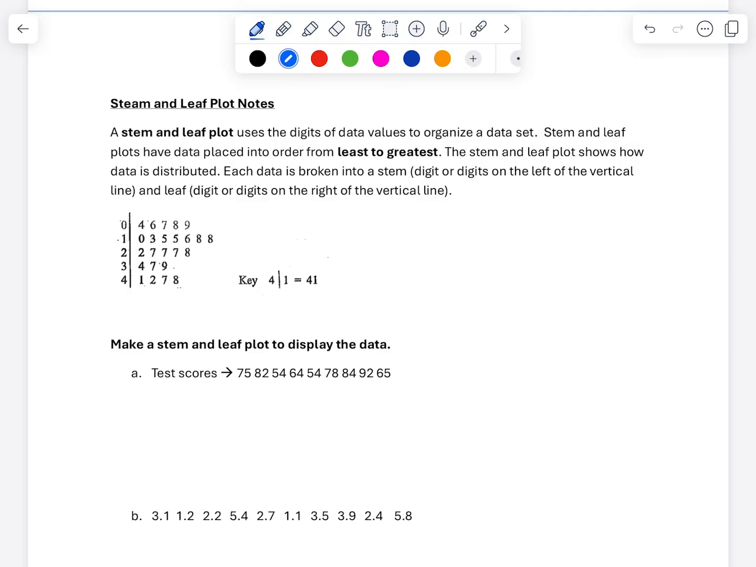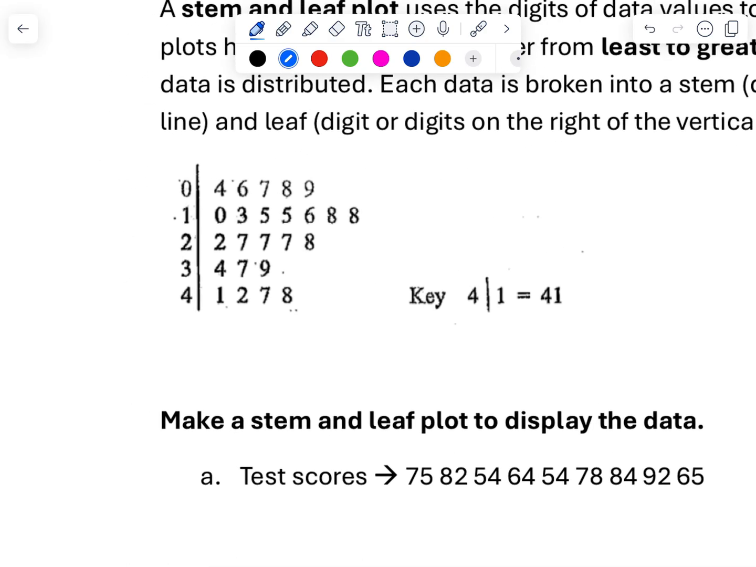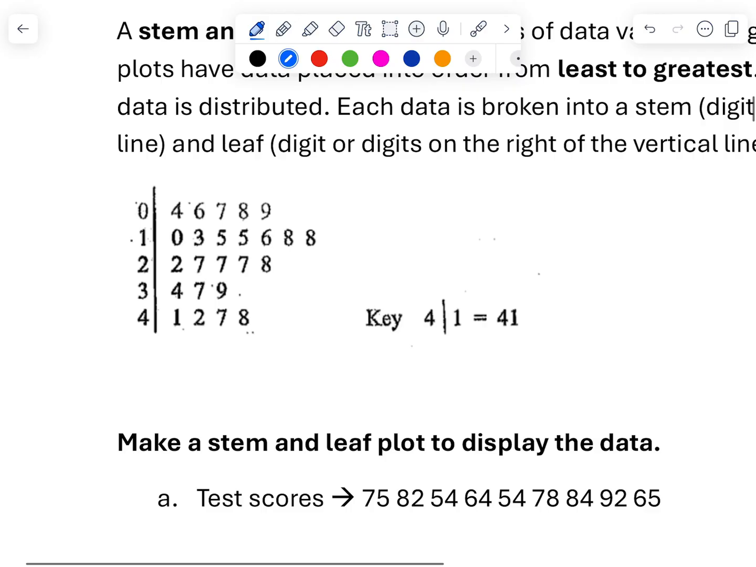Each data value is broken into a stem, which is a digit or digits on the left of the vertical line, and a leaf, a digit or digits on the right of the vertical line. Here is an example of a stem and leaf plot. You will always have to make a key for your stem and leaf plot, and the key is just telling you how to read the data. In this case, if you have a 4 on the left of the vertical line and a 1 on the right of the vertical line, that is read as 41.